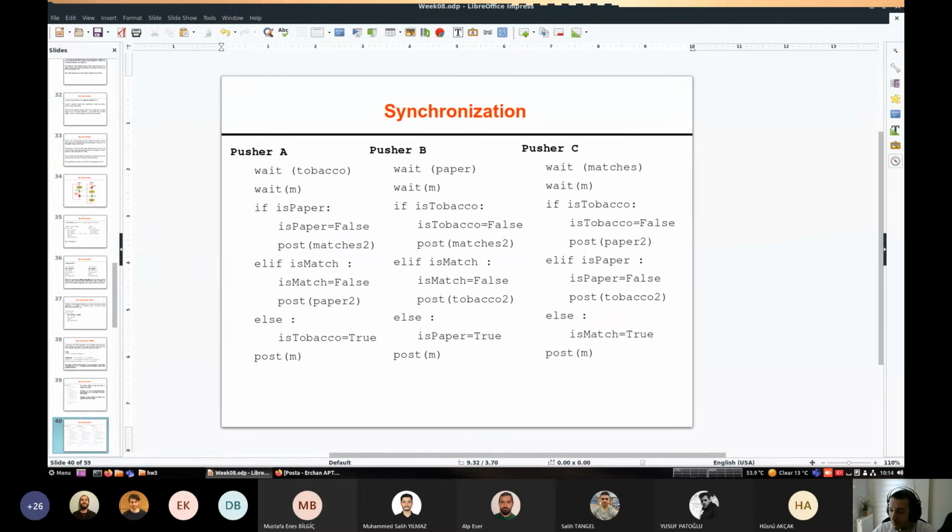Now, let's look at them all together, all 3 of the pushers simultaneously. Wait tobacco, wait paper, and wait matches. Each of them is checking each other. When every pusher wakes up, it checks whether the other pusher has been executed or not, in order to understand which pair of materials is present on the table.